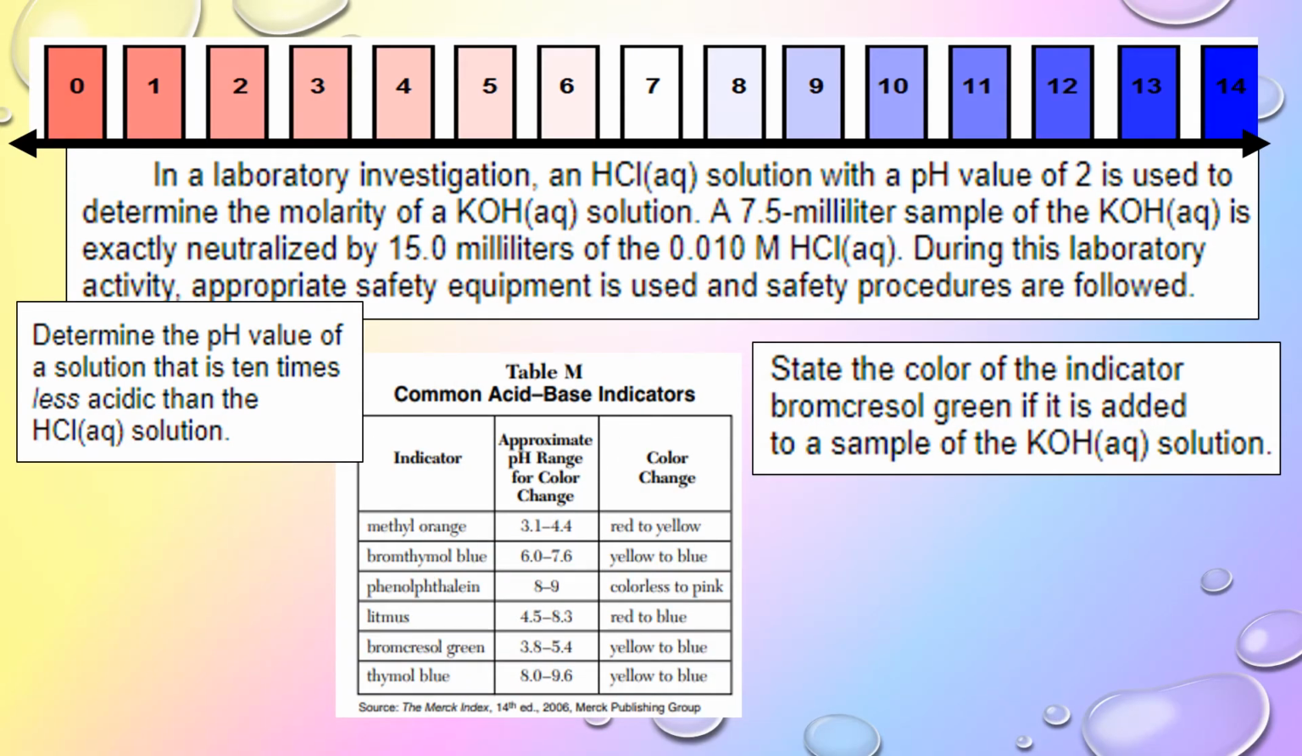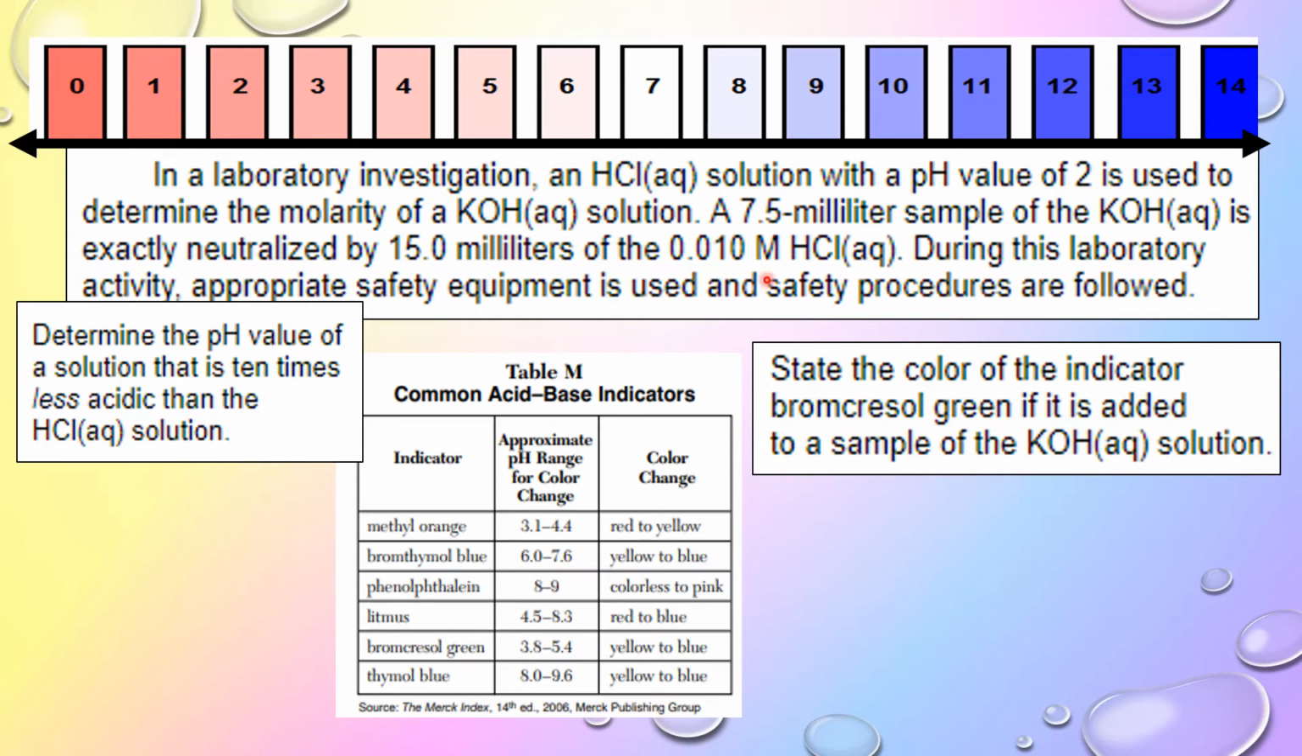Okay, a couple more questions just to practice. In a laboratory investigation, I've got an HCl solution with a pH value of 2. It's used to determine the molarity of a KOH solution. So HCl, you guys should be looking at that. Is that an acid or a base? I see that it's a hydrogen attached to a nonmetal. That's going to be an acid. I see KOH, that's a metal combined with a hydroxide ion. That means it's going to be a base. So I've got an acid and I've got a base here.